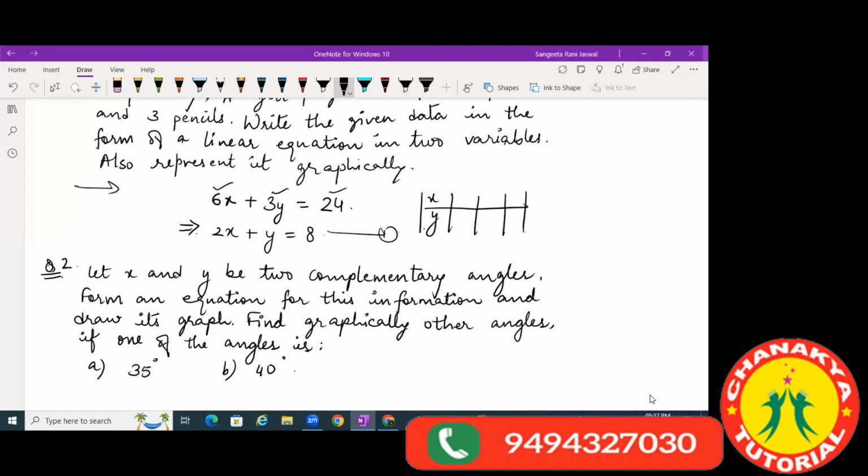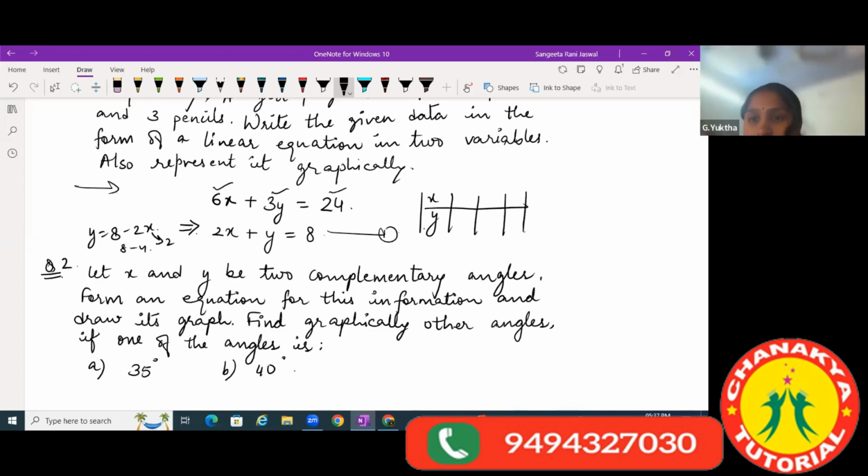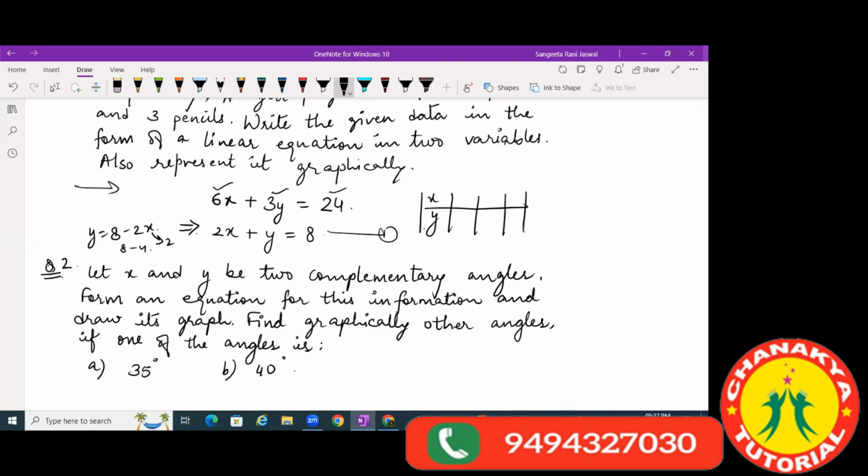Ma'am, I had a doubt for the first one. If we take x as 2, will y be 4? You take x as 2, so just find what your y is here. Your y is 8 minus 2x. So with x as 2, your y will be 8 minus 4, which is 4. Yukta, done? Yes, ma'am. Okay, so start doing the second one.